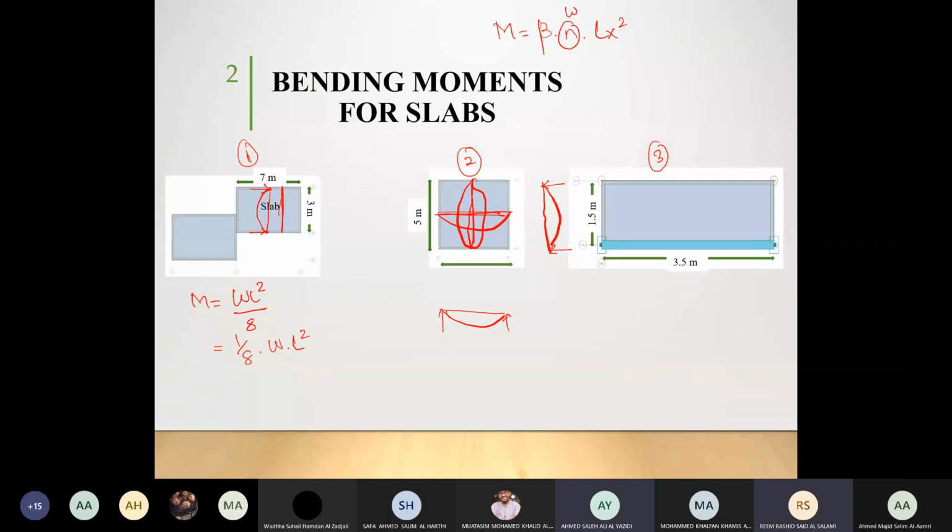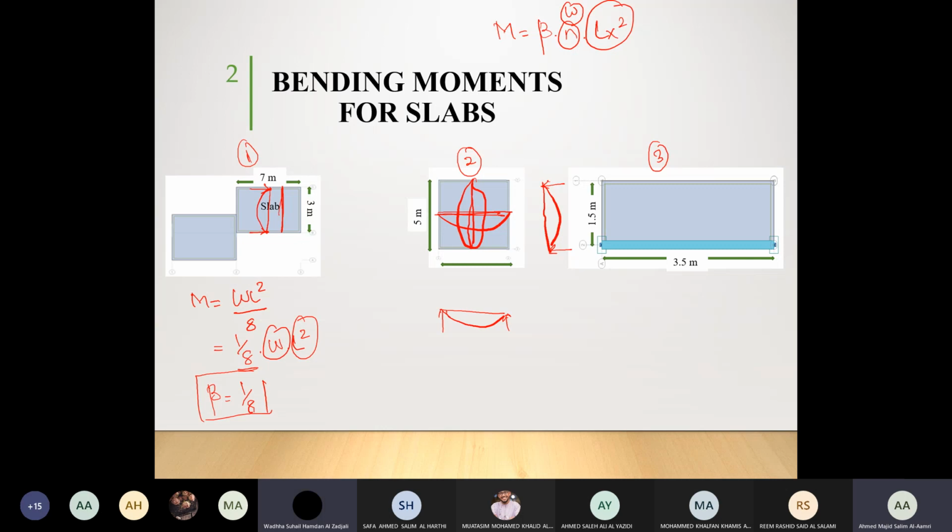Okay, so this L square is the same as this Lx square. This W is the same as W. So in this case, my beta is equal to how much? The coefficient of bending moment here is equal to 1 over 8. Do you agree?